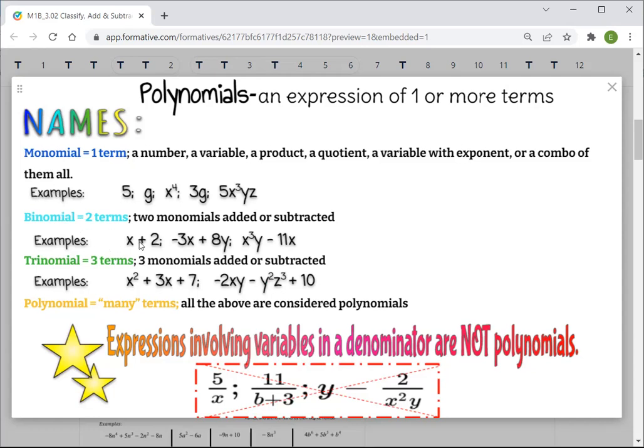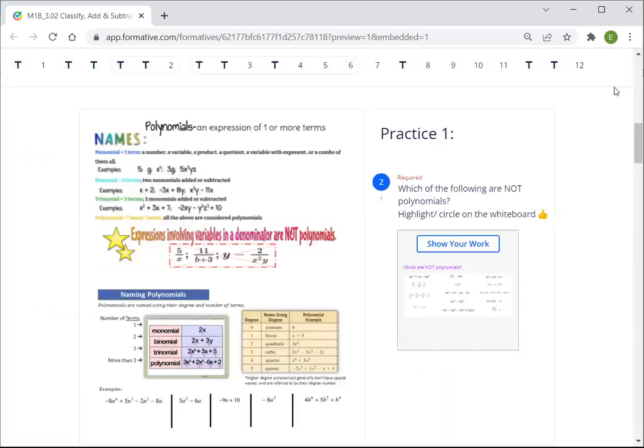Okay, then these are binomials, so each of them have two terms. Okay, meaning that there is an addition or subtraction sitting between both of those terms. Okay, so those are called binomials. Trinomials have three terms, and anything above that is called a polynomial, meaning that it has many terms. Okay, things that cannot be polynomials are fractions. Okay, there cannot be any denominators in a polynomial. So keep that in mind.